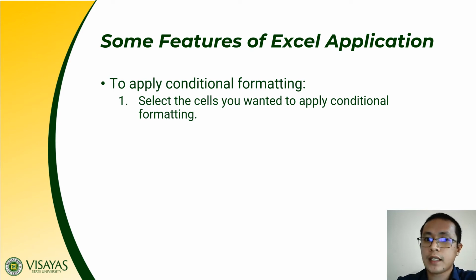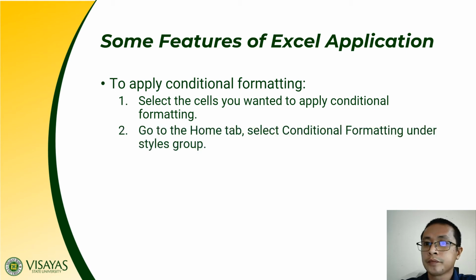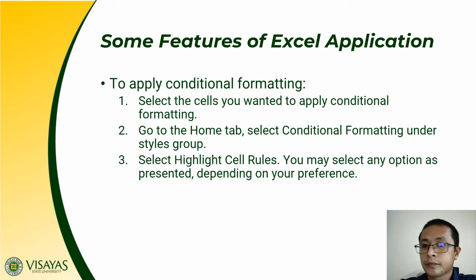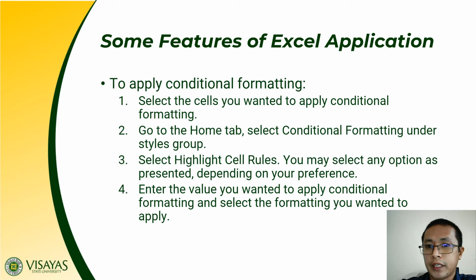Firstly, you have to select a cell or cells where you want to apply conditional formatting. Say for example, you have a column of your final grade, and you want to apply conditional formatting for that. So you have to select this entire column, and then go to the Home tab, select conditional formatting under the Styles group, and then select highlight cell rules. You may select any option as presented depending on your preference.